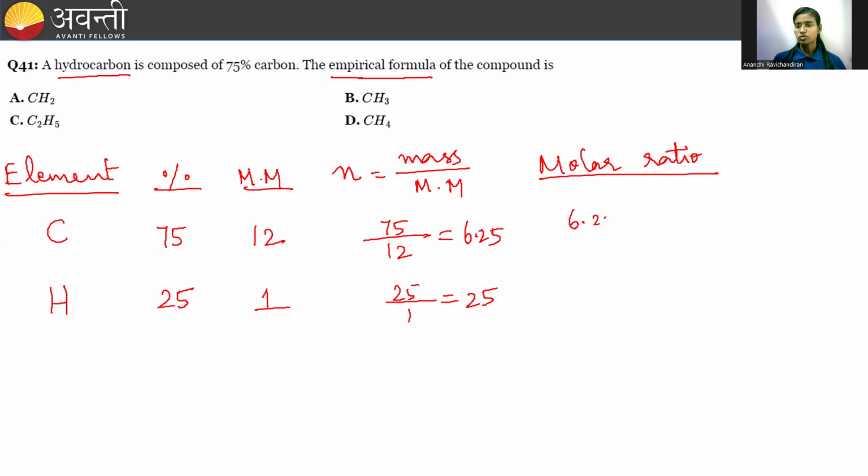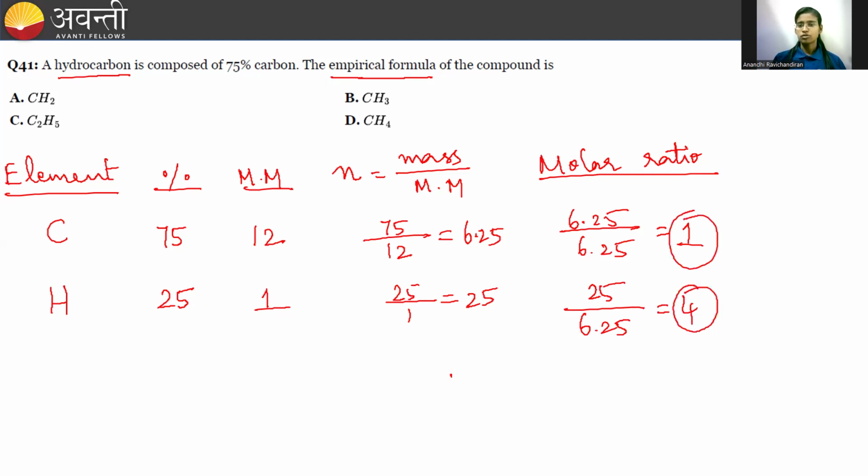So 6.25 by 6.25 is equal to 1, and 25 divided by 6.25 is equal to 4. So we have 1 carbon and 4 hydrogen. Therefore, the empirical formula of the compound is C1 H4. CH4 is the empirical formula. So option D is the correct answer for this question.